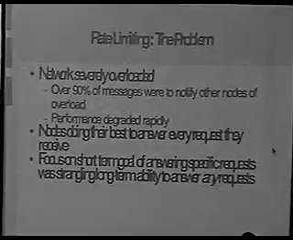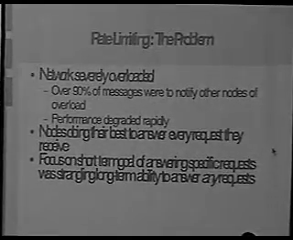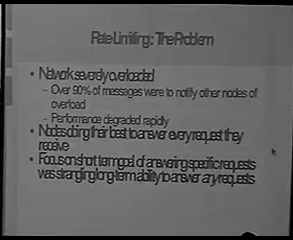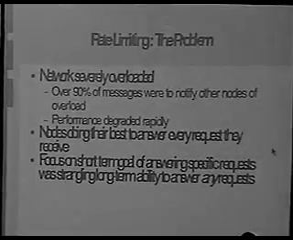So, rate limiting, the other problem. The network stopped working in July 2003. We noticed that over 90% of the messages being sent between nodes were messages saying, "Don't send me any more messages, I'm overloaded."